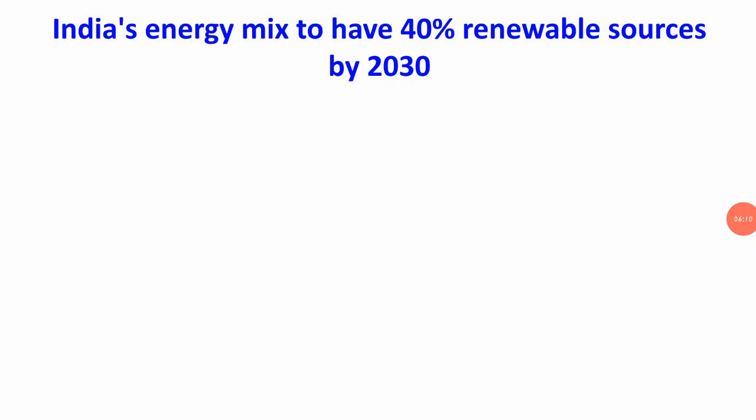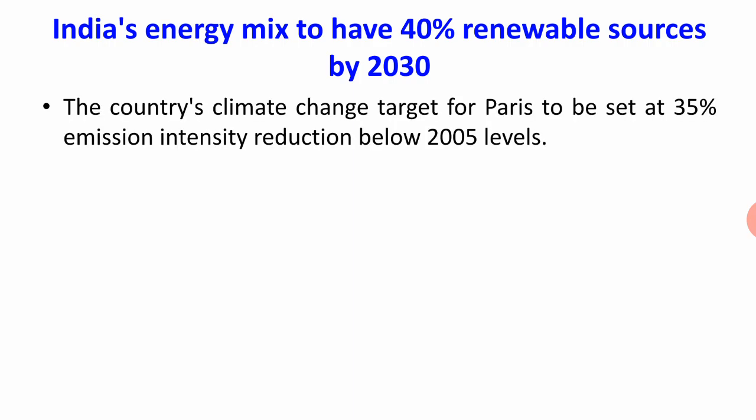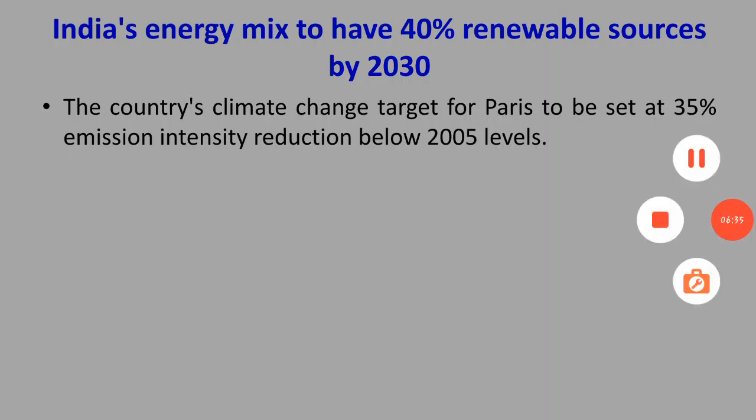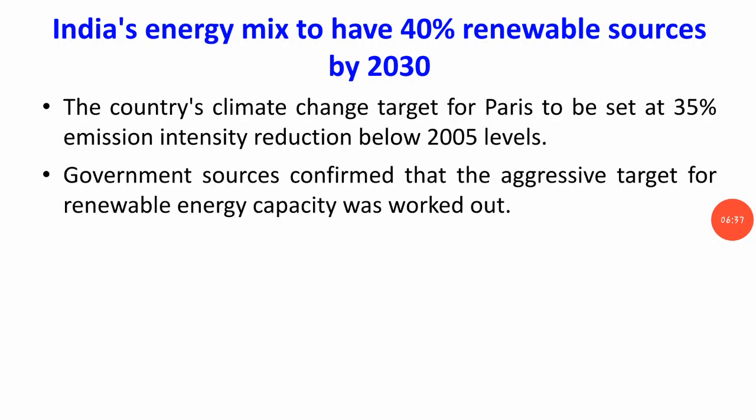India's energy mix is to have 40% renewable sources by 2030. So what will happen in this case? The country's climate change target for Paris is a 35% emission intensity reduction below 2005 levels. At the Paris climate meeting, India promised 35% and they will generate the electrical energy. Government sources confirmed that an aggressive target for renewable energy capacity was worked out.